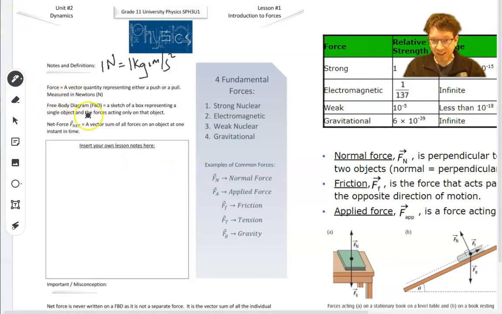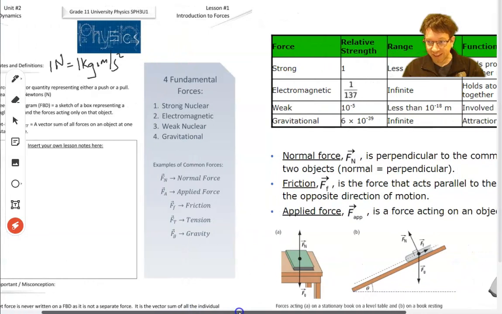Now, we're also going to talk about free body diagrams and something called net force. But first, let's go over the types of forces we can have. There are 4 fundamental forces, meaning any other force you can think of is just one of these 4 forces. I have them listed over here in a little more detail.